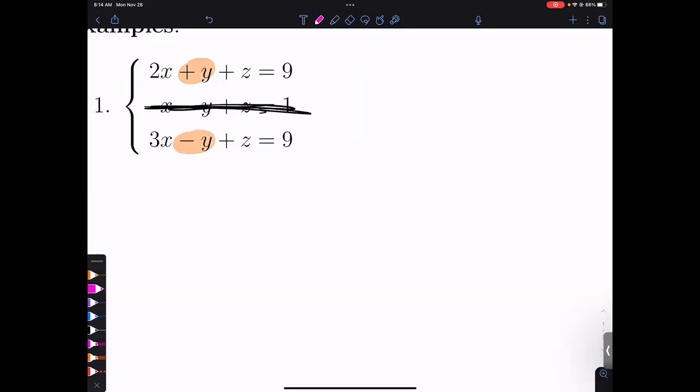Now, again, I'm going to be really careful to be deliberate about what we're doing. So I'm going to number or label these somehow. Let's use letters A, B, and C, or 1, 2, 3, just so that I can keep track of what I'm doing. So I'm going to take A and B, and because I've got plus y and minus y, I'm going to add them together.